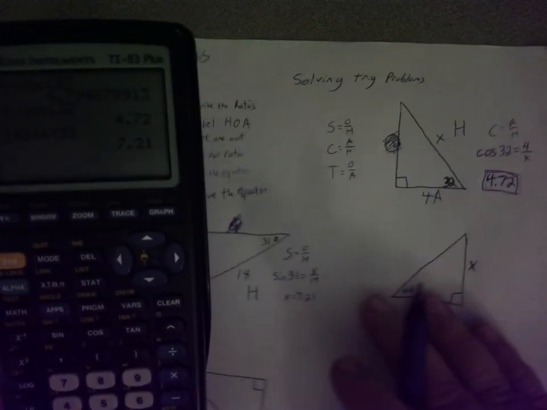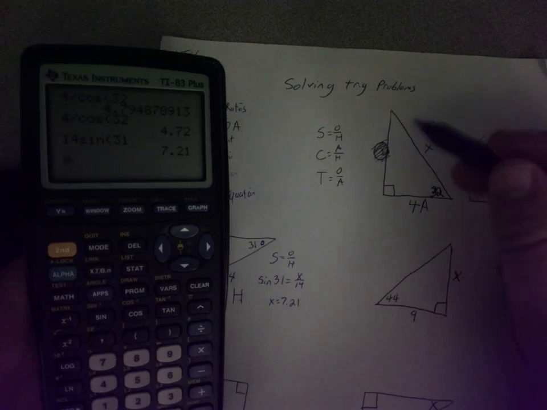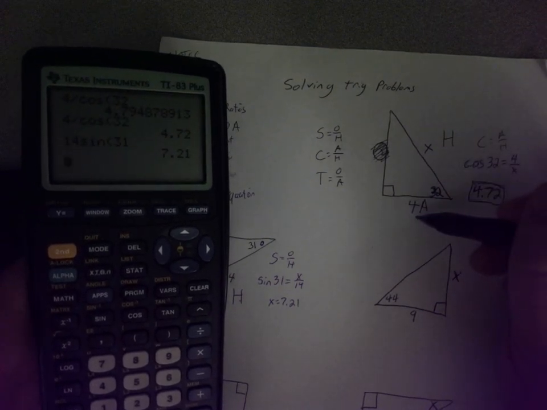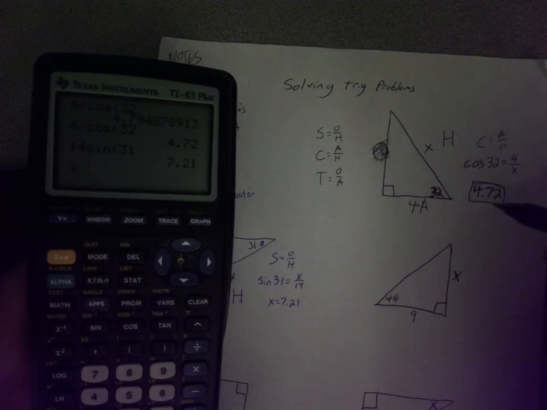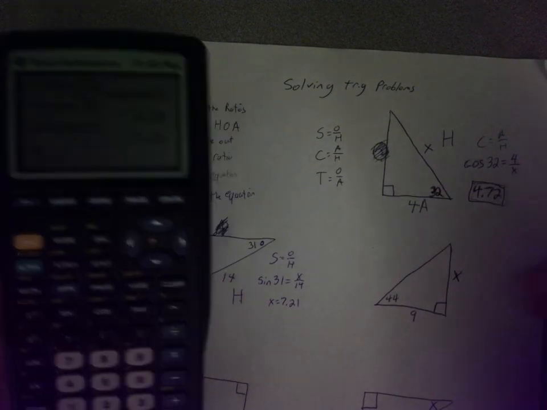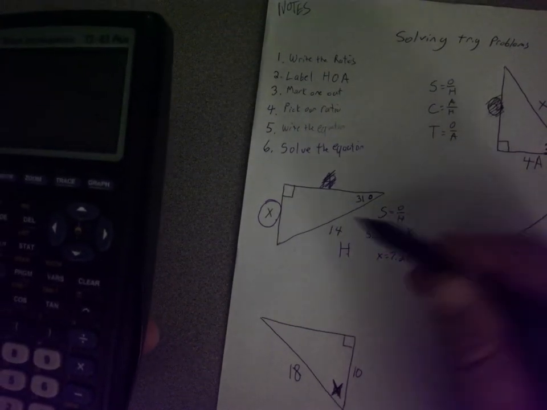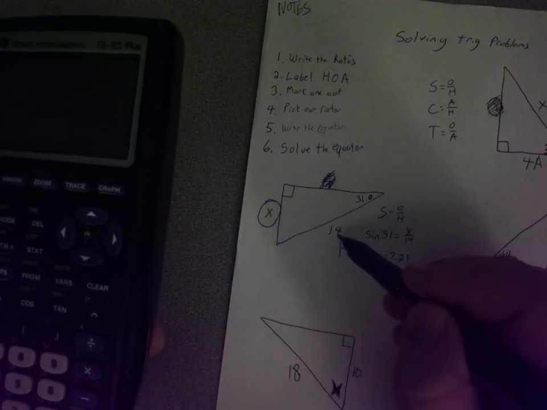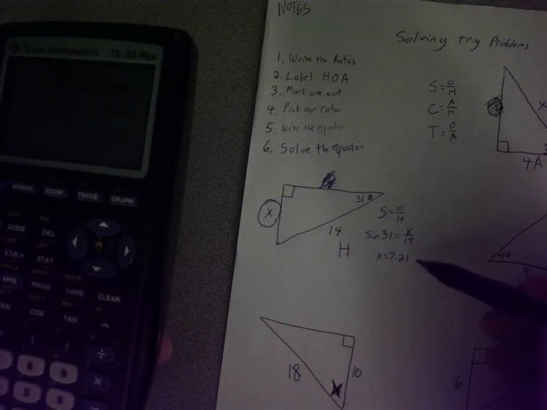So, by the way, let's talk about what this means. This means that this side is 4.72. That's the hypotenuse. It has to be bigger than 4 because the hypotenuse has to be the biggest side. Sometimes it's just barely bigger than 4, but it's bigger than 4. This one over here, same thing, except in reverse, because this is not the hypotenuse. The hypotenuse is 14. This has to be less than 14, and it is. It's 7.21.